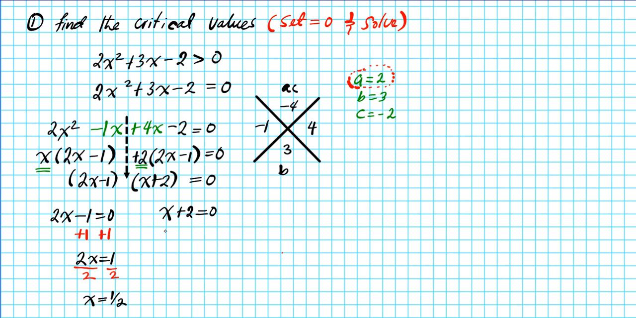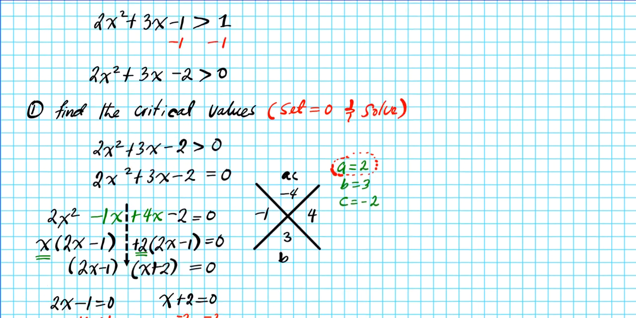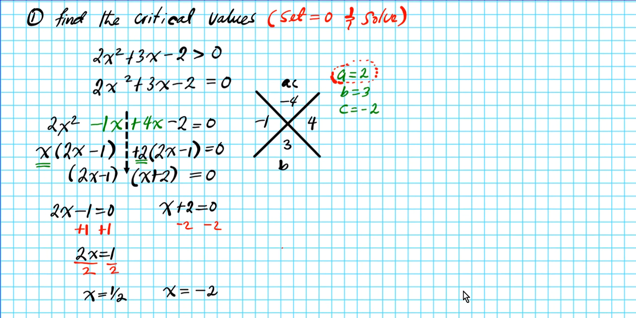Now the second equation, we can simply solve that by subtracting 2 from both sides, and that gives us our second critical value, x equals -2. Now recall, we talked about CVS as the acronym to help us organize our steps. CV is the critical values. Okay, so now we'll proceed to the S part, which is the sign chart.